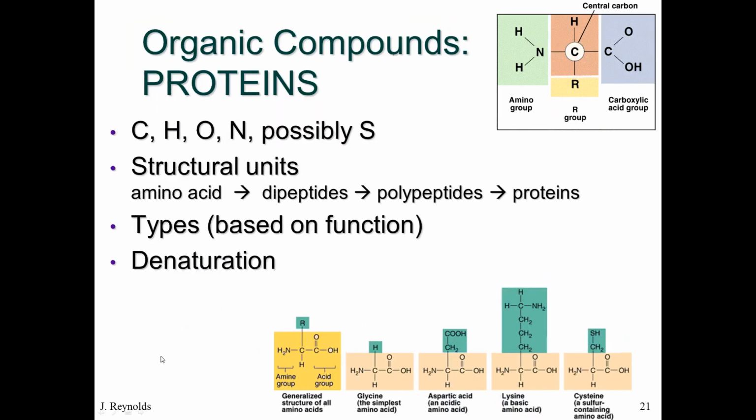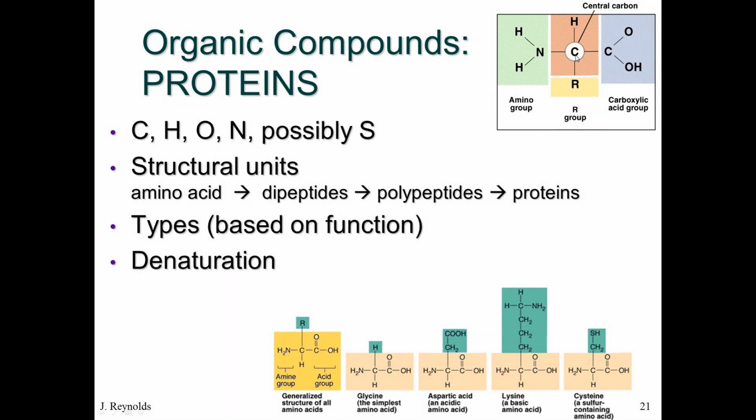The proteins. Carbon, hydrogen, oxygen. Gotta have nitrogen. Gotta have those 4. Some proteins have sulfur in addition. Okay, so the structural unit, the monomer, is called an amino acid. You see it up at the top right.